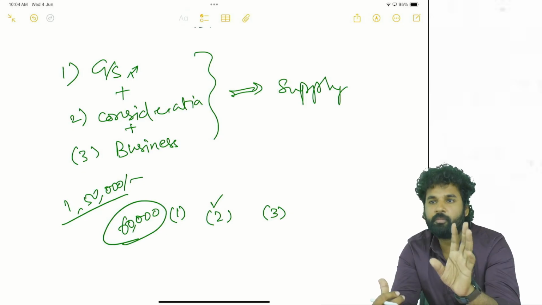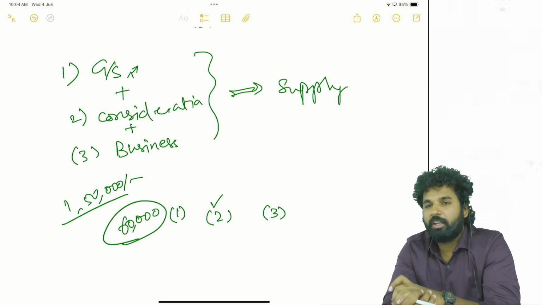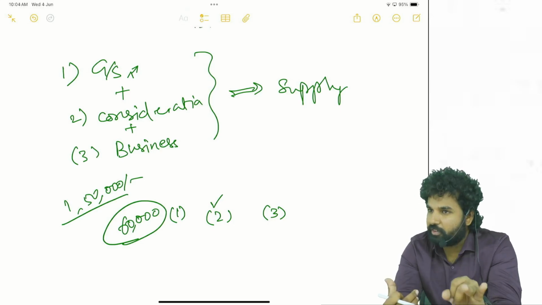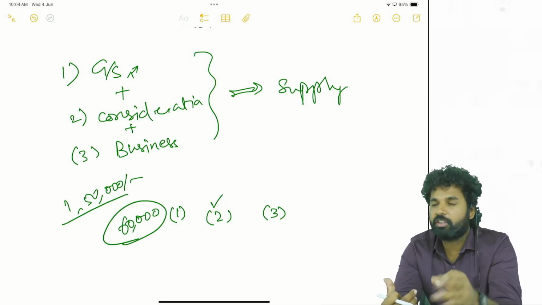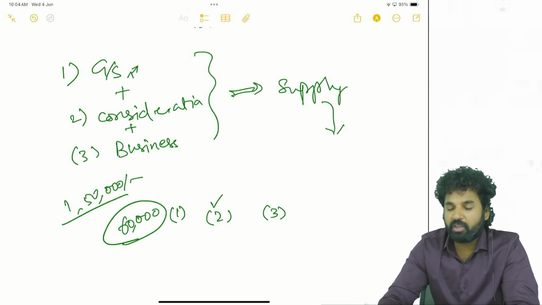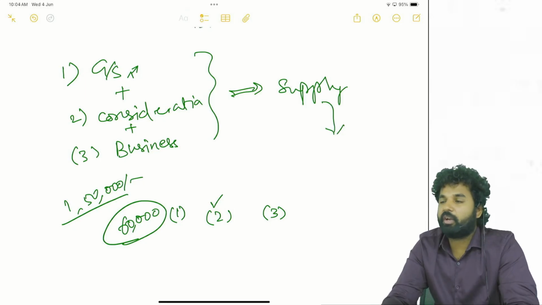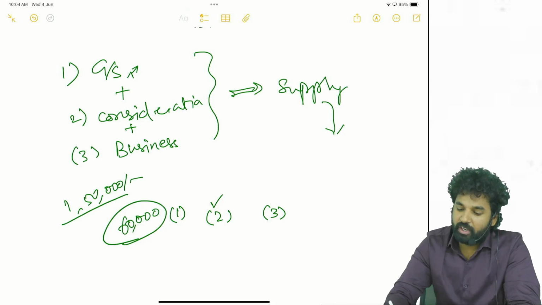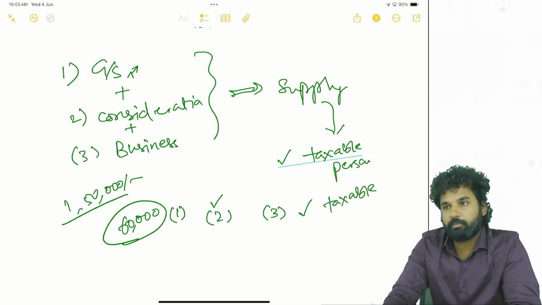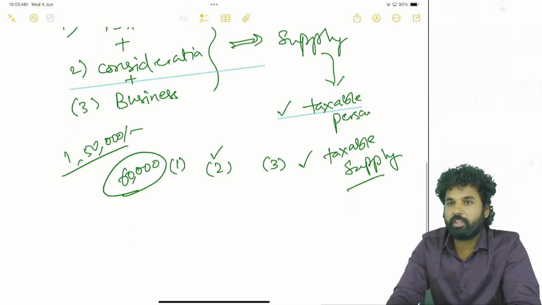So if all these conditions are present, then it will be treated as supply. Let's say we are dealing in goods, it is a business activity, and there is a consideration. Then it is a supply. But when it is a supply, we cannot say that there is GST on it. It shall be made by a taxable person, and it shall be a taxable supply.